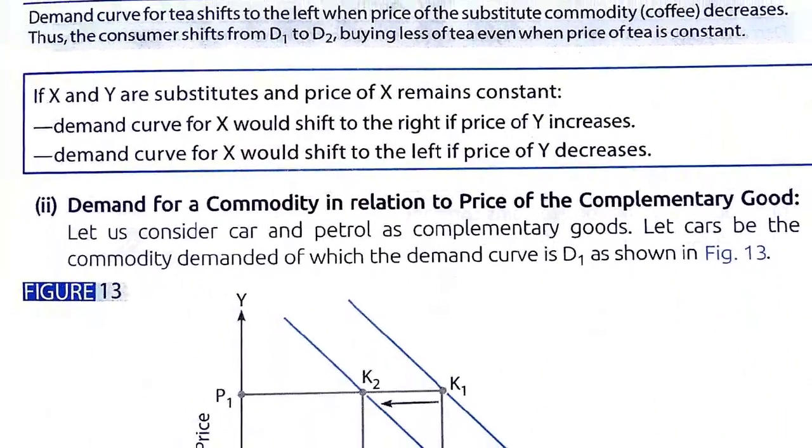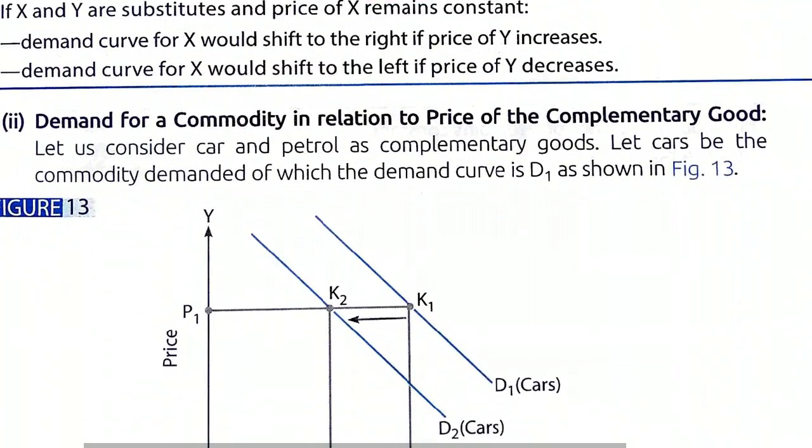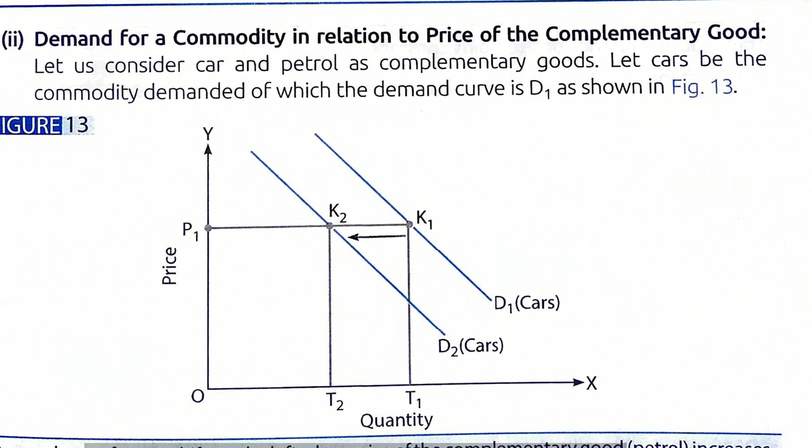Now, demand of a commodity in relation to the price of complementary goods. Car and petrol are complementary goods, bread and butter are complementary goods. Here we can see that car and petrol are complementary goods. There is a fall in demand for cars due to an increase in the price of petrol. It can also happen in case of complementary goods.